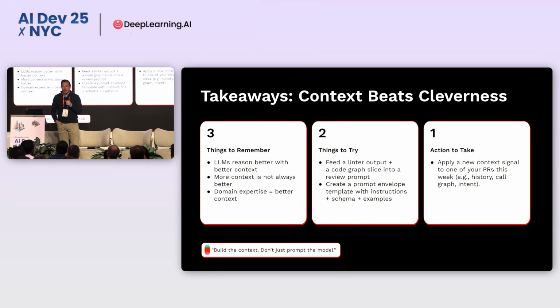So, things to try. I have an open source repo related to the demo code that I ran. It's just a very simple review file. You can fool around with it. You can feed it different types of input, different types of context to figure out what works. And I also wrote another article about this where you can see a list of things that I suggest trying out. But yes, build the context. Don't just prompt the model. I think that's the main takeaway here.